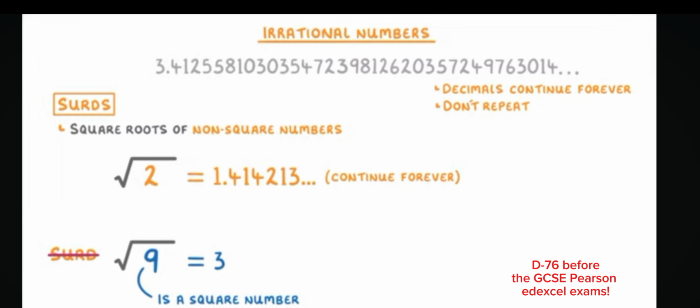Another example of an irrational number is pi, which would be somewhere on your calculator, and starts as 3.14159, but again goes on forever, and doesn't have any pattern.